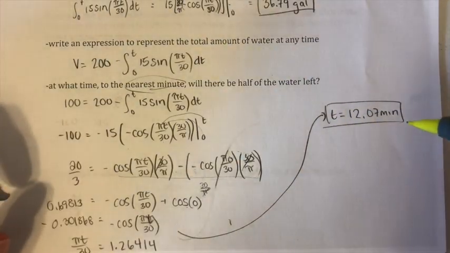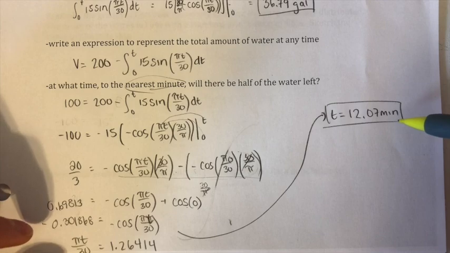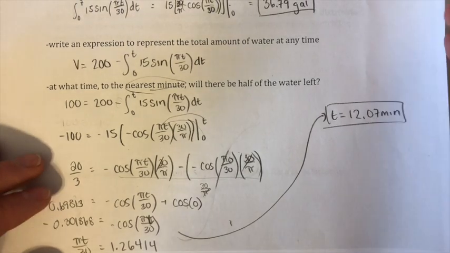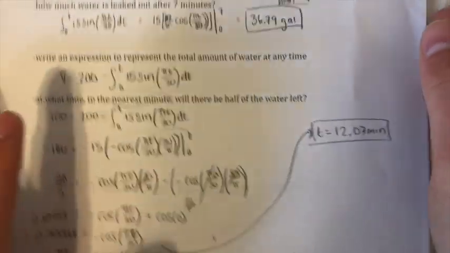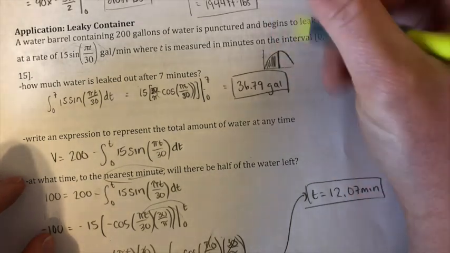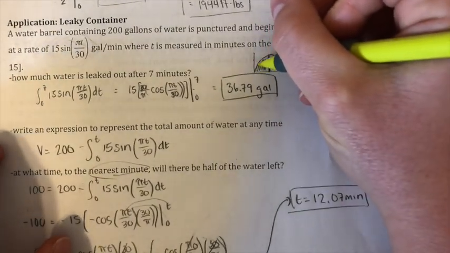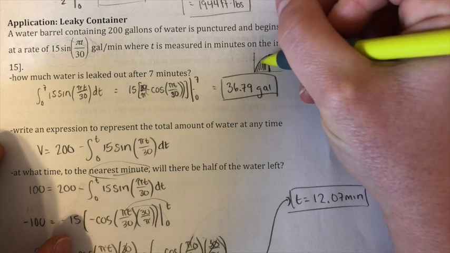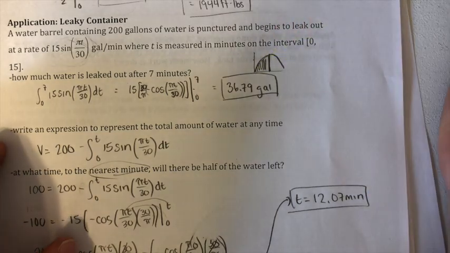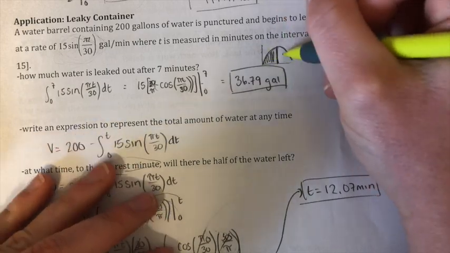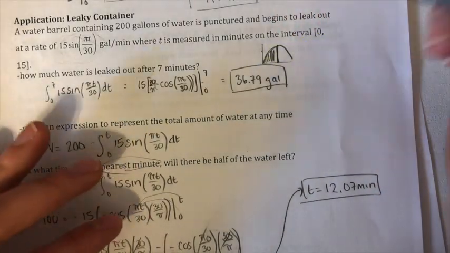So there is where half the water is left. Because remember, it's not just going to be at the midpoint, 7.5, because water is leaking slower. This is a rate, not how much water is left, right? This isn't a graph of the water. This is how quickly the water is leaving.